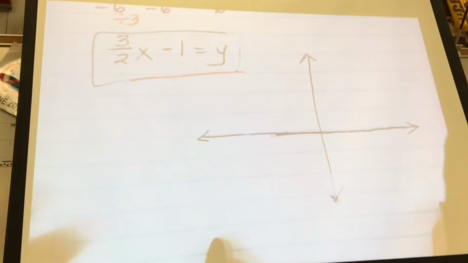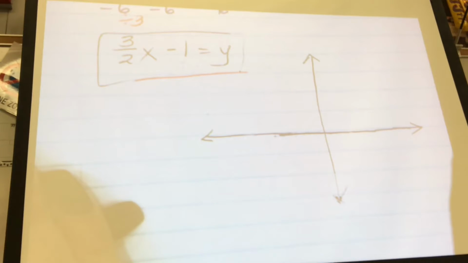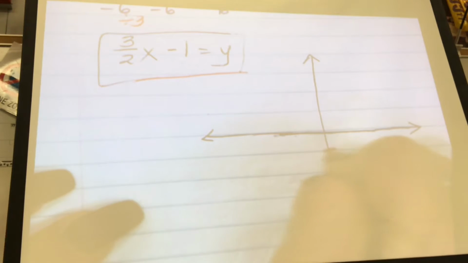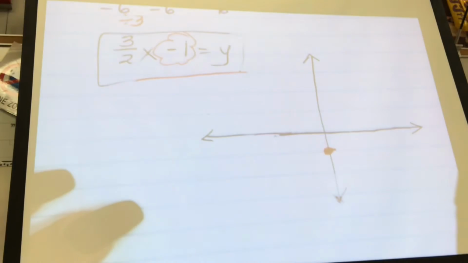All right, Jeremiah, where should I start? What is my home base? I didn't think I heard you. I'm sorry, what did you say? I said negative. Yep, that's right, -1, very good. So you're gonna go down to -1 and make a dot.